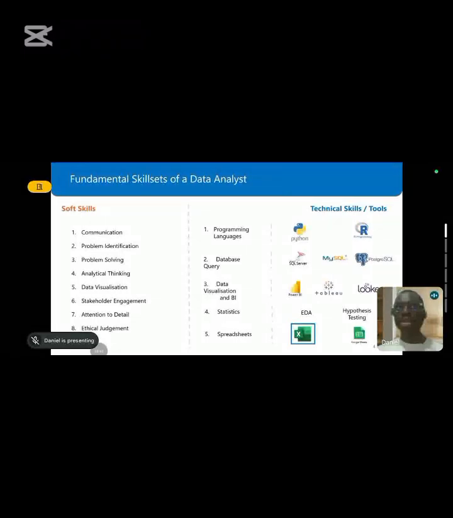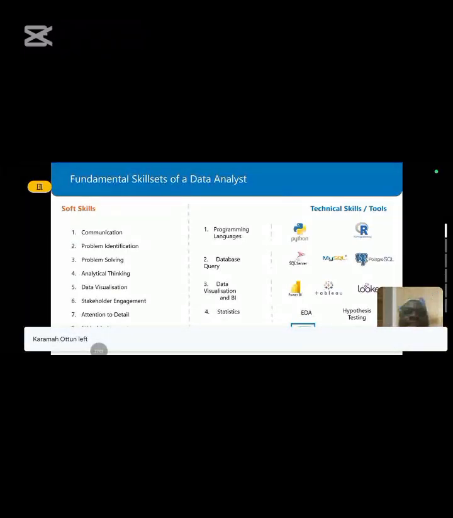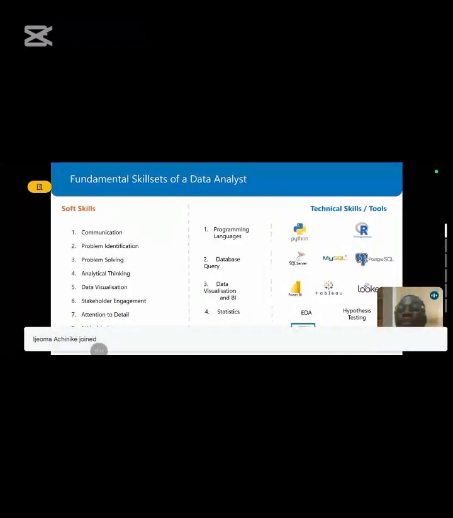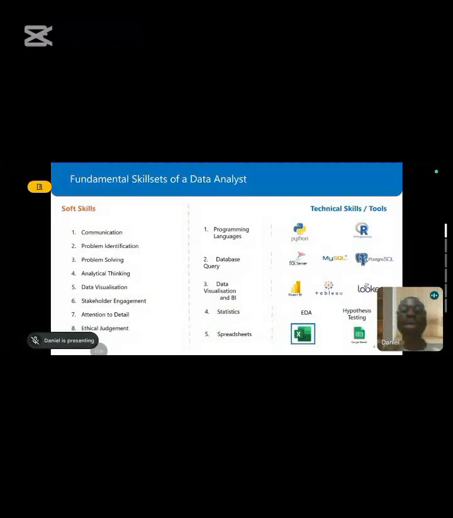You need to be able to ensure that you are not telling the data a story. You are telling the data story. Let me rephrase that. You are not using the data to tell a story, but you are telling the data story. And that's what I refer to as ethical judgment. You need to be able to analyze data ethically, ensuring that you have removed every element of bias from your analysis, and that what you are presenting to your stakeholder is void of any kind of personal sentiment. But that's really it about soft skills.